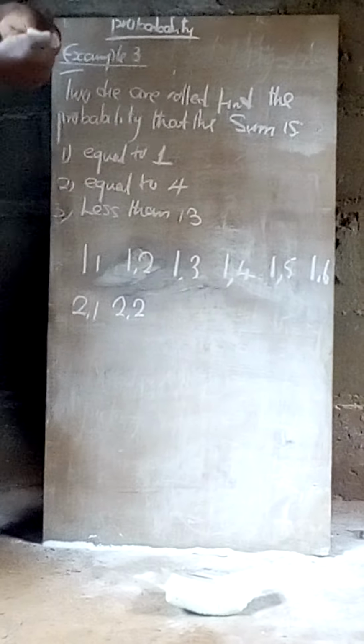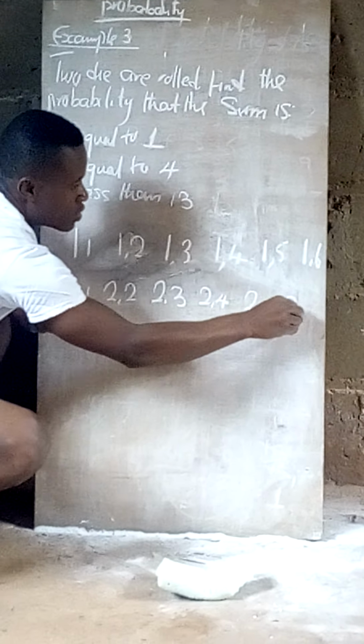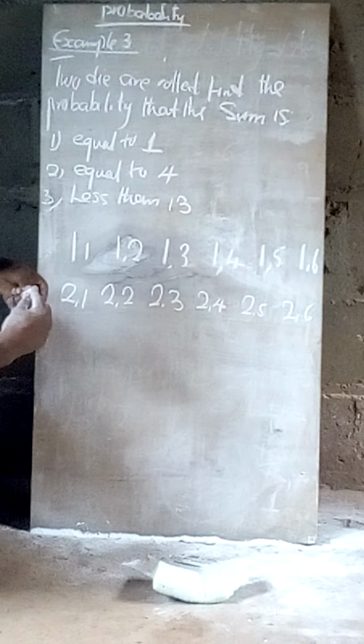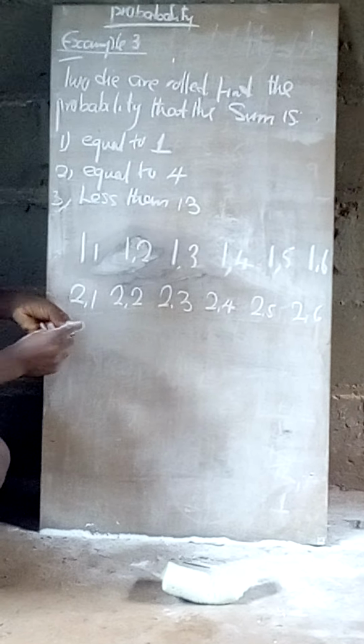Okay? 2,3. 2,4. 2,5. And what? 2, what? 6, right? How is it now? Come to what, 3. Are you feeling now? 3 and 1 also. We now move to what, 3. 3,1. 3,2. 3,3. 3,4. 3,5. 3, what?